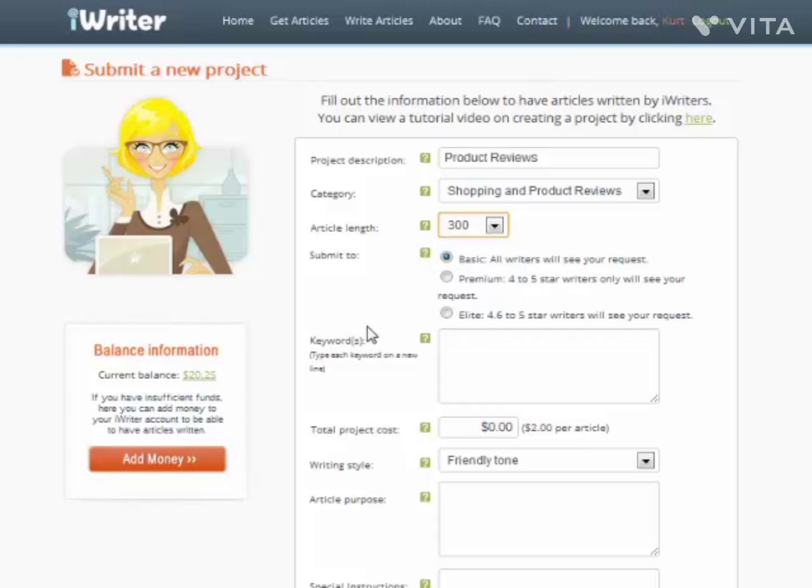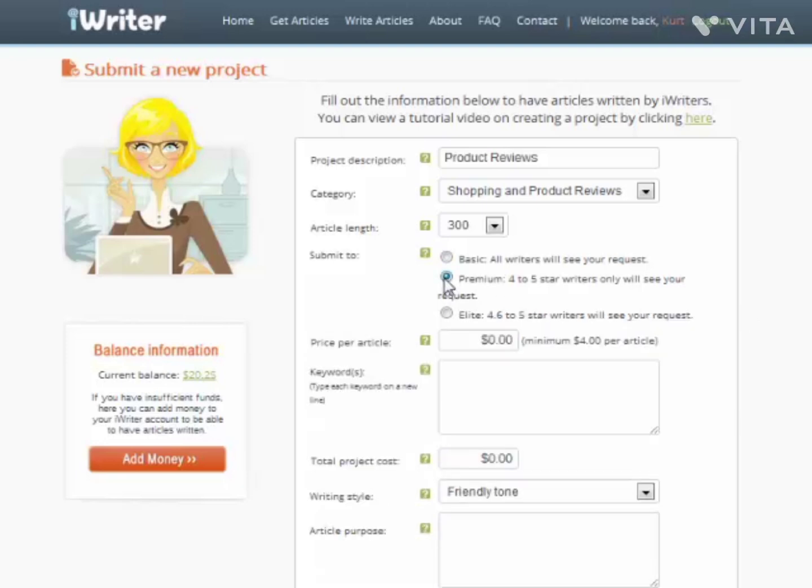So I'm going to do 300. I'm going to let all writers see my request. You can do premium, so only 4 to 5 star writers see your request. Again, iWriter kind of polices itself. After you get an article written, you get to rate that writer between 1 and 5 stars. But you'll see at 300 words, it's going to cost me $2 an article. So it's so cheap. I just don't write my content anymore. There's no reason to, and it's cheaper than Fiverr as well.